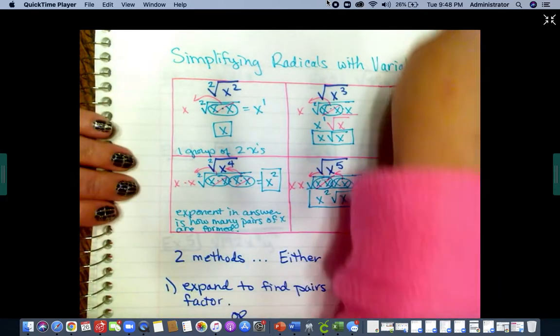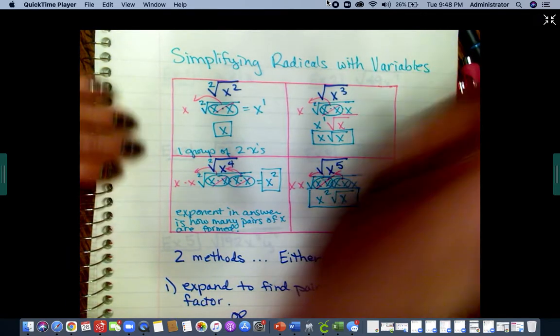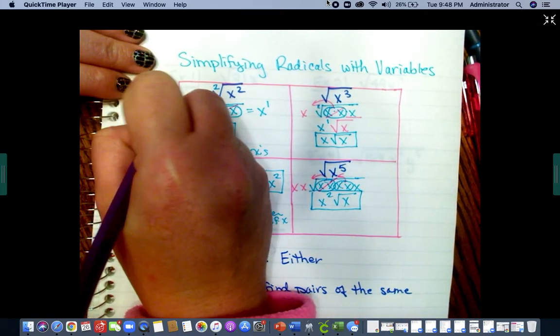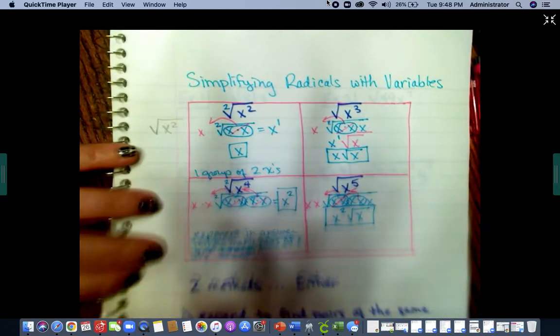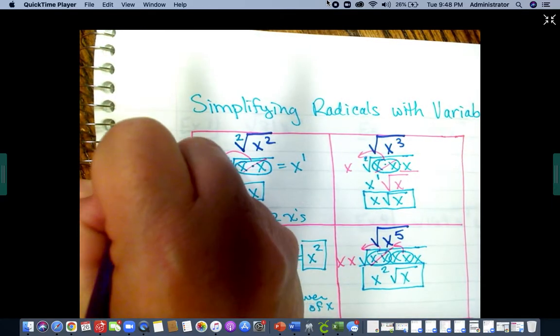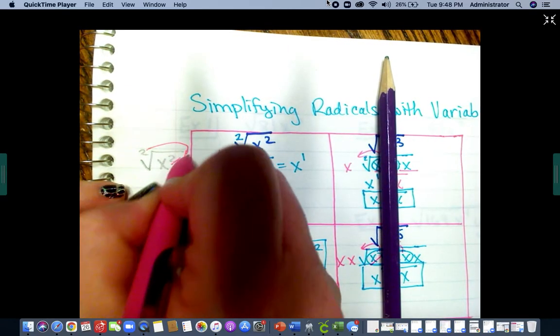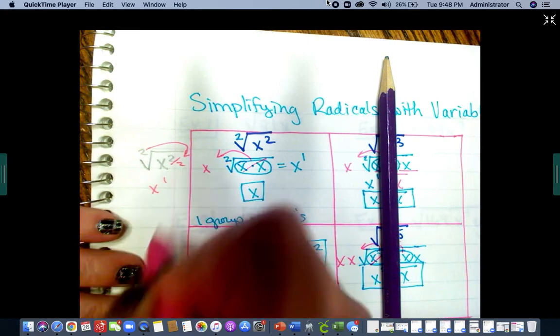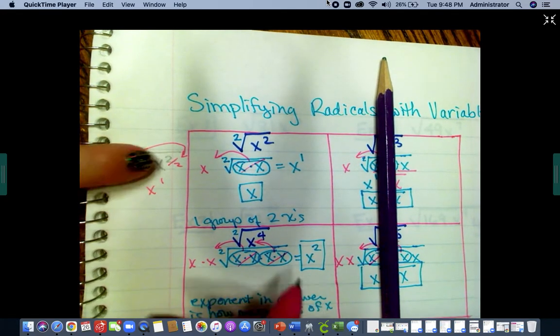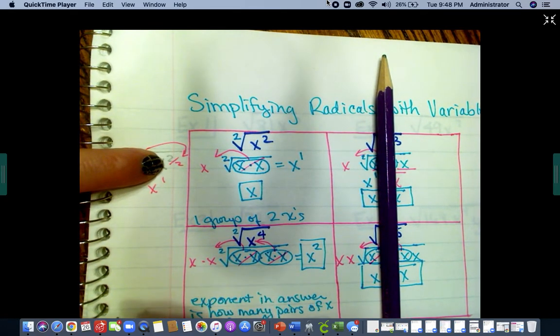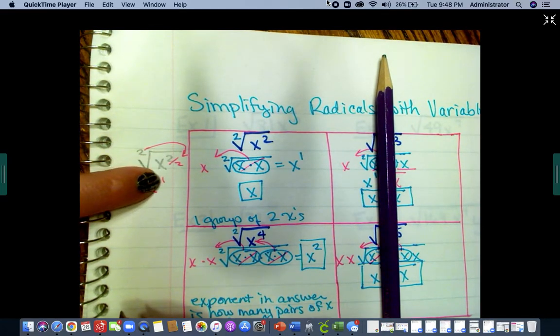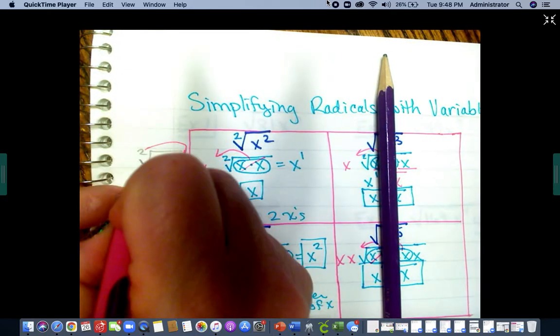So I'm going to come and do this here in the margin. So in other words, if I have the square root of x squared, doing this with pencil, and my index is 2, if I divide this exponent by the index of 2, then I'm going to get x to the first power. If it divides evenly, which it always will if it's an even number divided by 2, it's going to always divide into a whole number, then the number of times it divides into it is the exponent of my answer. So it's just x.